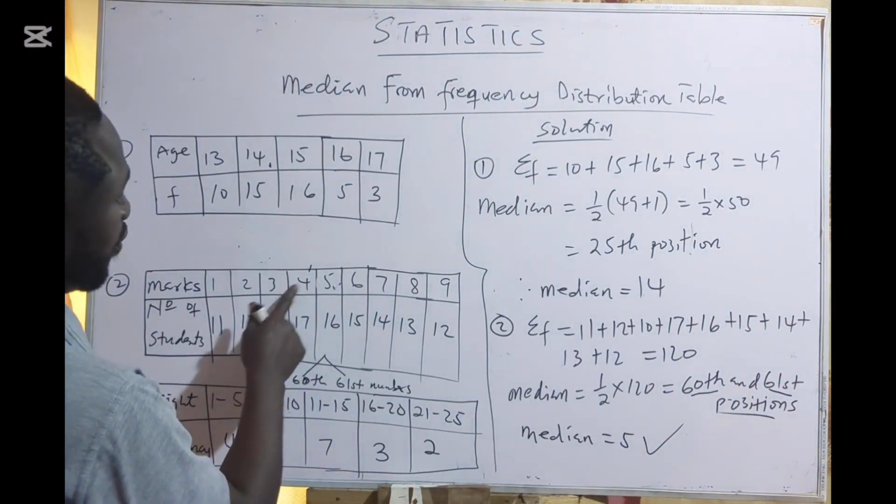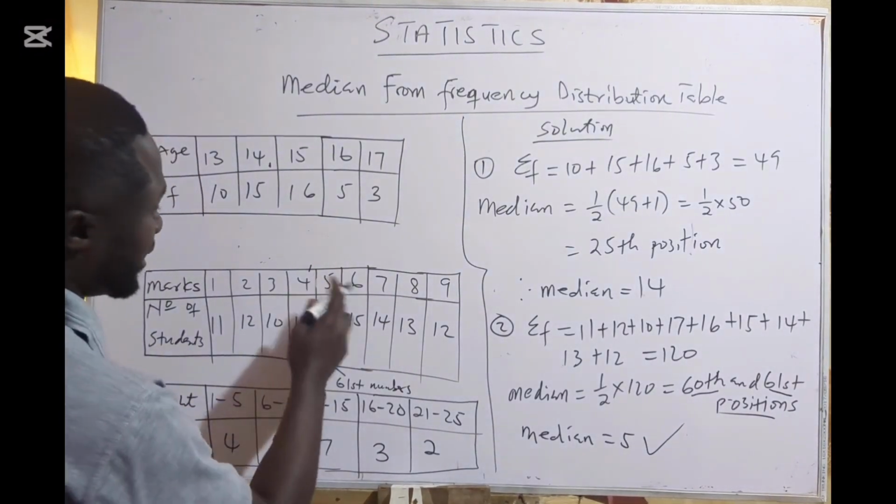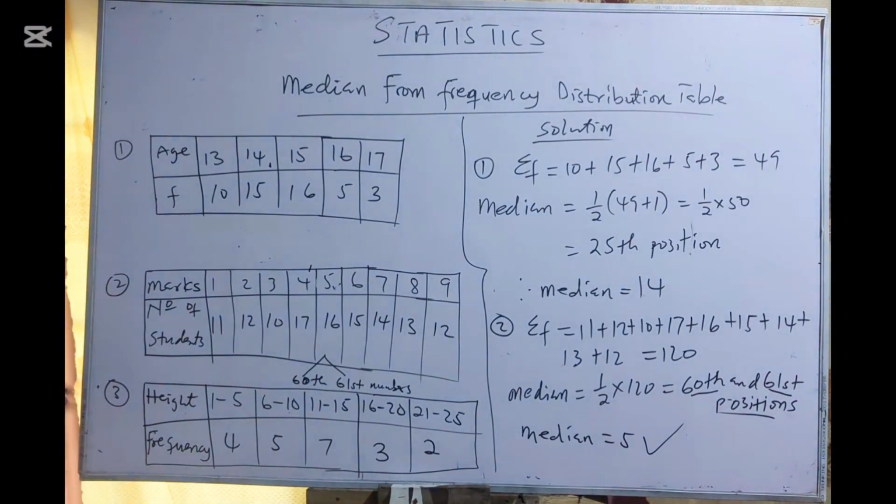So that one would have meant that we have to add the 4 plus 5 and divide by 2. But because they both fall at the same number, that same number becomes our median. I believe you get it.